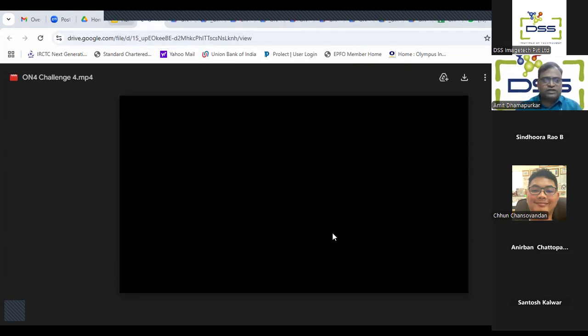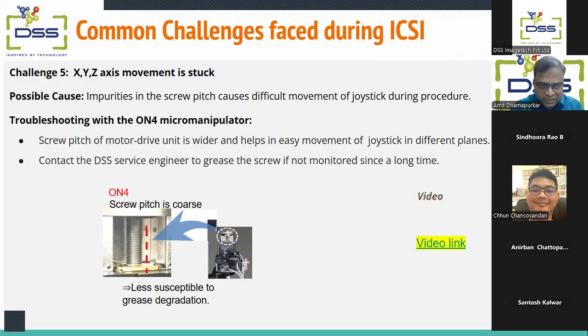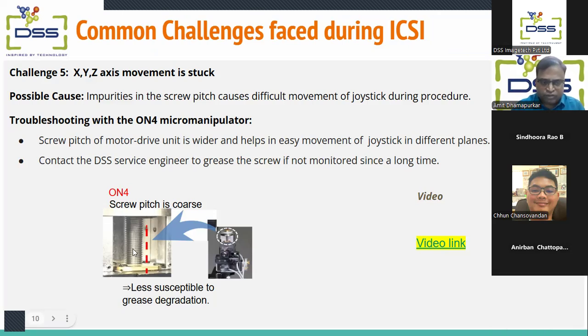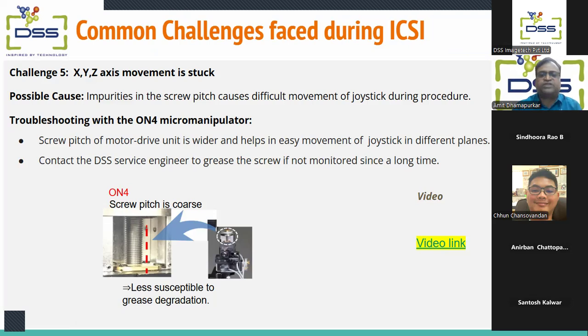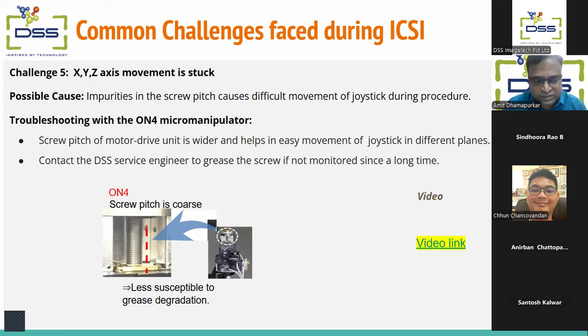That was the fourth challenge. And now, friends, we are coming to the last challenge, but not the least, which is the XYZ axis movement is stuck. These are the screw pitches in the coarse, which you can see at the left-hand side bottom. Sometimes due to impurities, it may happen that the screw pitches cause difficulty in movement of joysticks, because this can be done when we are doing the manual and the motorized things.